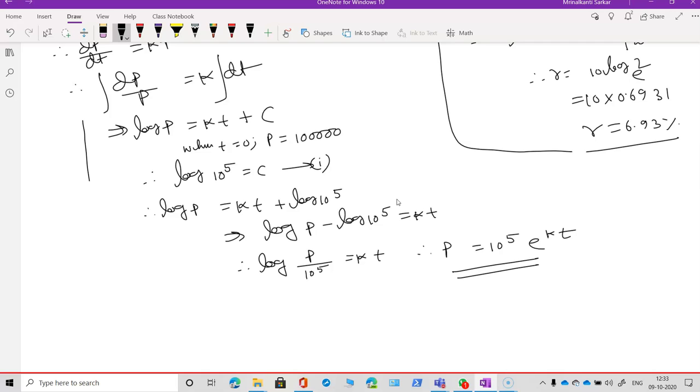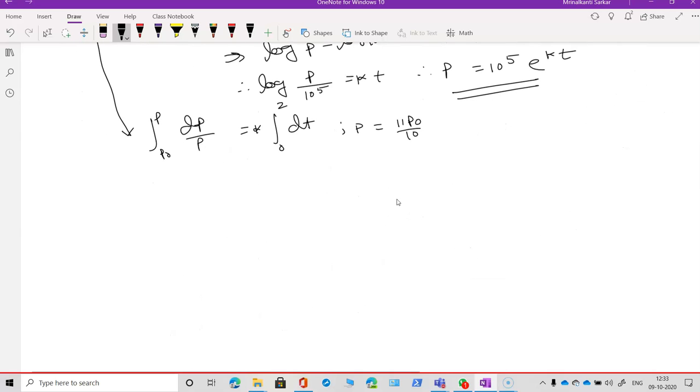So what I'm telling you, this you found, okay, fine. But can I change it a little bit here? See, if I'm doing it from P0 to P, dP by P equal to k dt from 0 to 2 hours. It's fine then. Only thing is that put P equal to 11 P0 by 10, because it is increased by 10%. So this thing is changed to log P. This will reduce your number of steps, I'm sure.